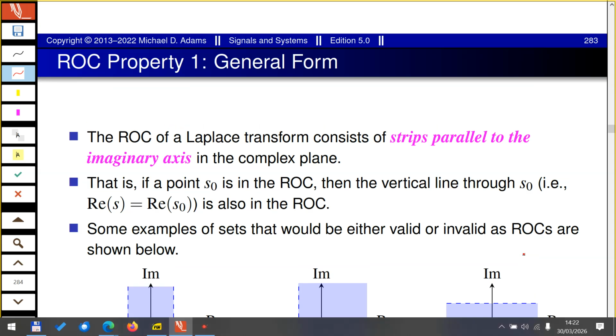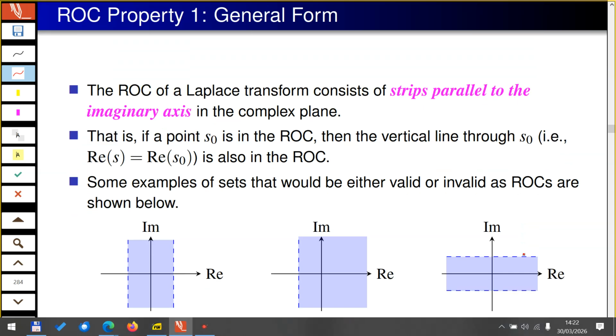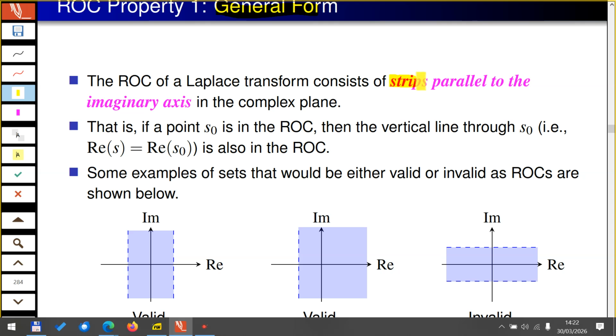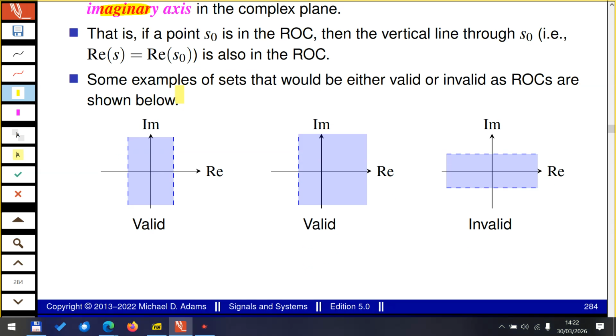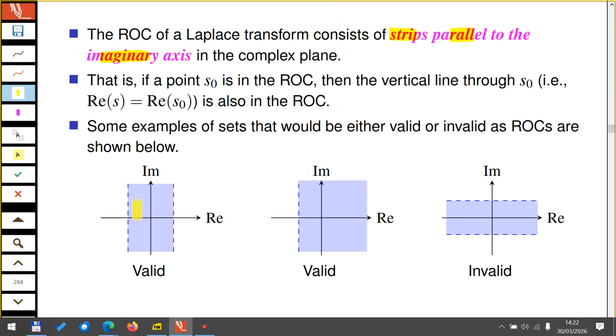So now we are learning properties of the ROC, okay? The general form of an ROC, which means region of convergence, will typically consist of strips parallel to the imaginary axis, right? So if you have a strip, this strip is parallel to the imaginary axis. So this is a valid ROC because the strip is parallel to the imaginary axis. Why is it parallel to the imaginary axis?